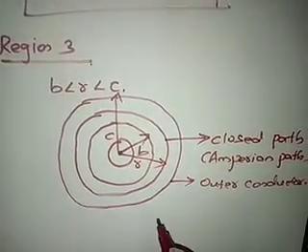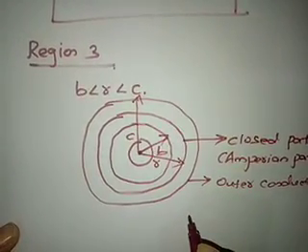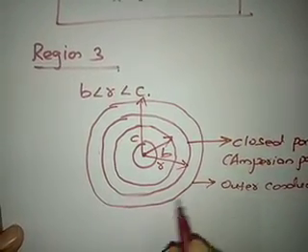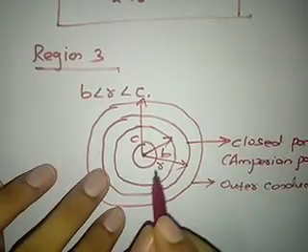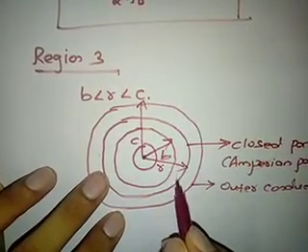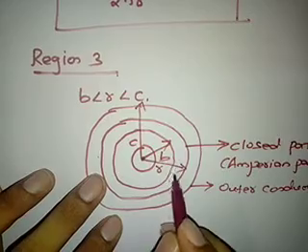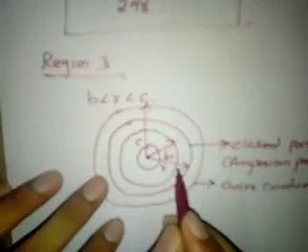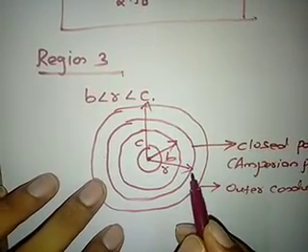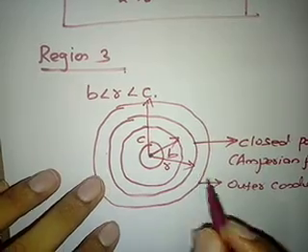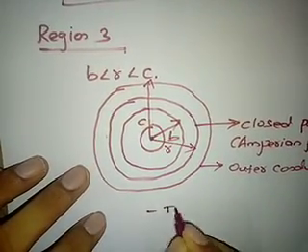So this is the region. The current enclosed by the closed path. So the closed path is this. This current, that is the current enclosed by the closed path, is only part of the current. So it is part of the current of minus I.